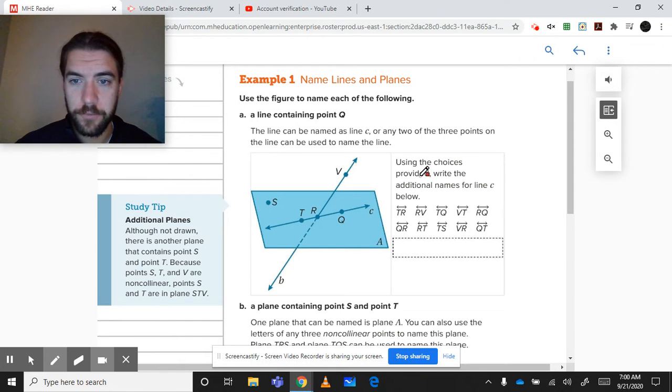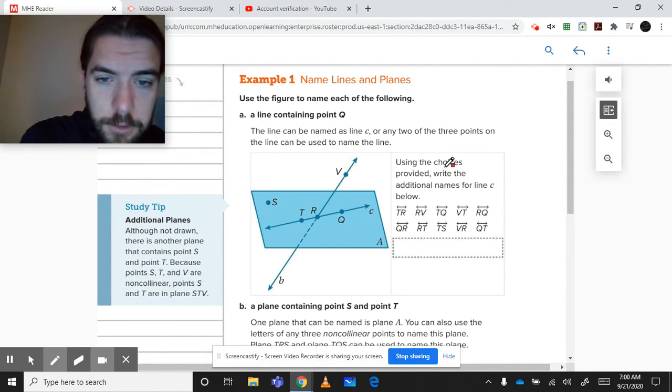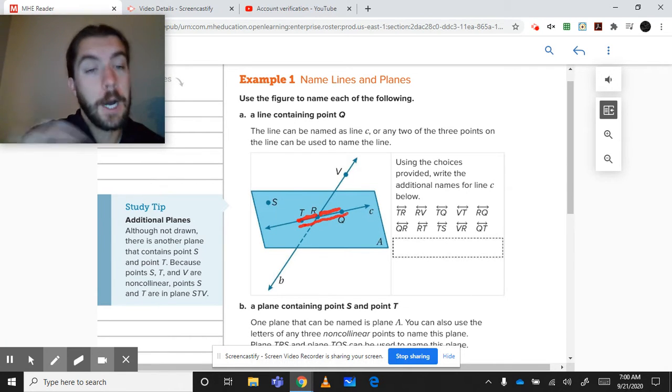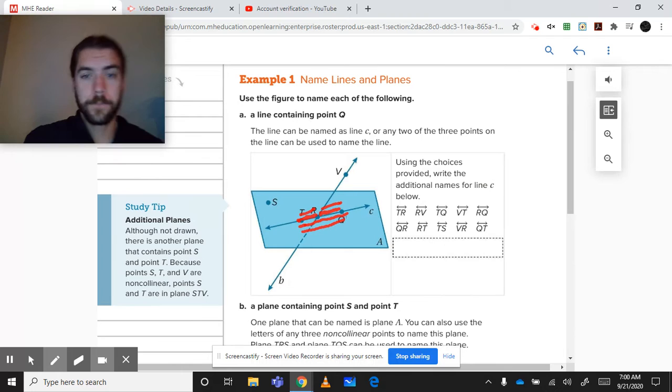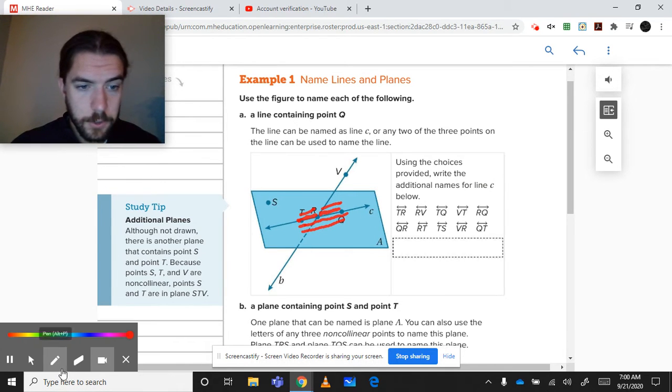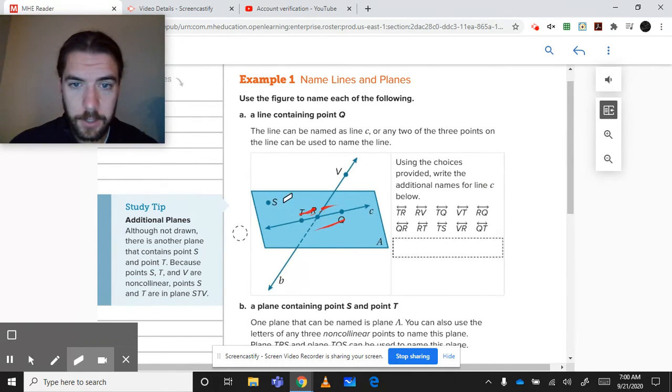So using the choices provided, write the additional names for line C below. They don't want you to just say, well, it's line C. They've already labeled it. They want to say, out of these choices, what could it be? Well, it could be TR. It could be RQ. It could be TQ. Could be the opposite order of any of those. So we could say RT, QR, TR. Any of those combinations of 2 points that are on that line will do the trick.